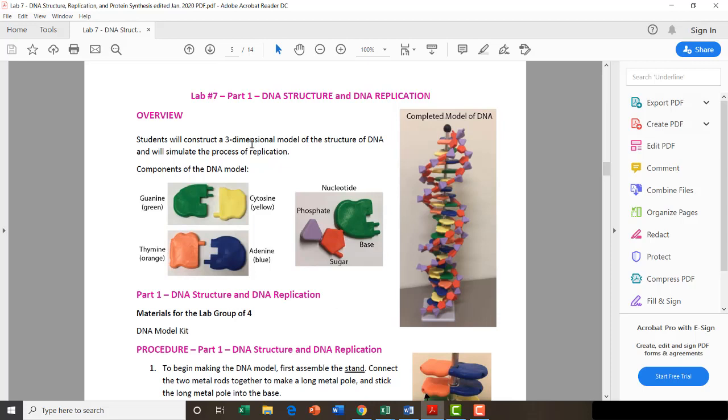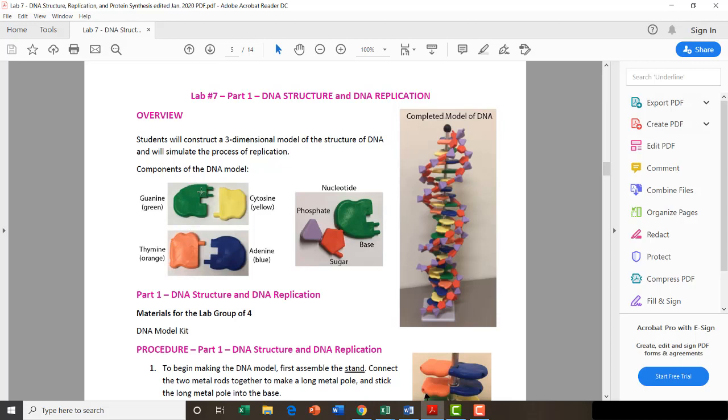So in your little kit, you would have these different pieces. So you would have all these different colored pieces, and each one would be a different base. So that is one component of a nucleotide. We know there's 4 different types. There's guanine, cytosine, thymine, and adenine. Okay, so you would have the 4 different colors.